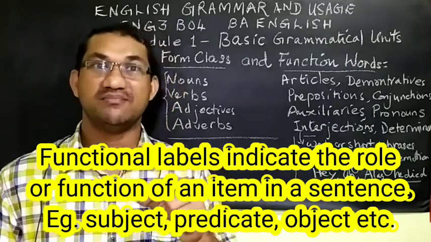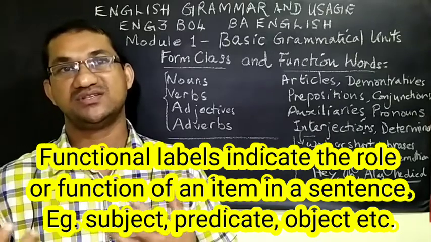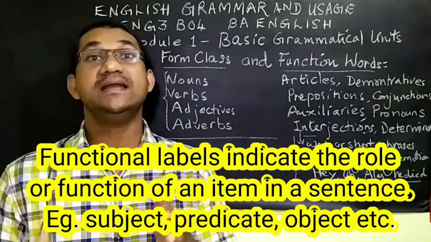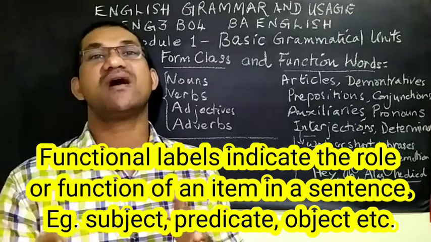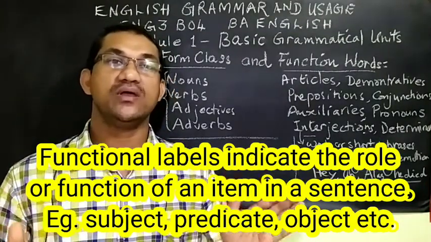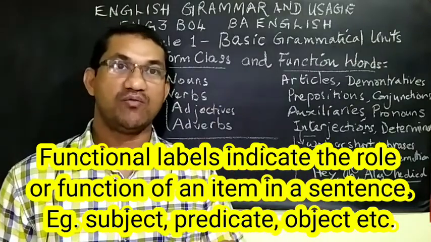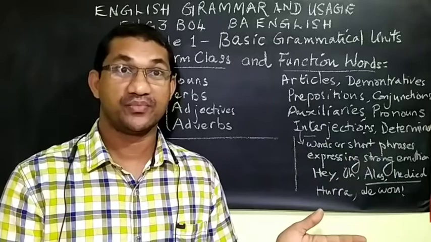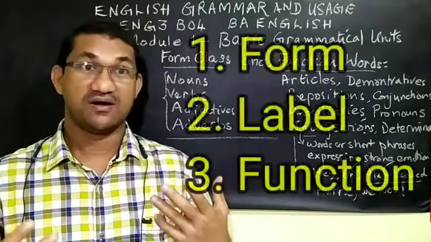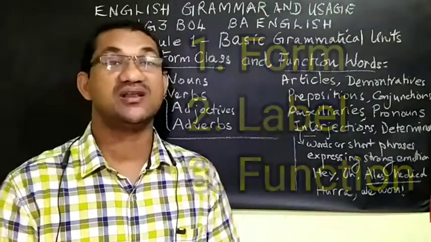So functional label refers to the name, the grammatical term we give to a word in a sentence based on its function. So we are right now familiar with the three important basic notions of grammar. That is, number one, form. Number two, label. Number three, functional label.